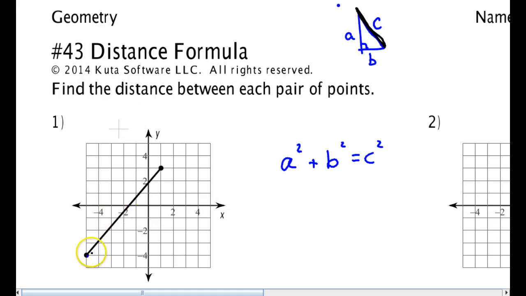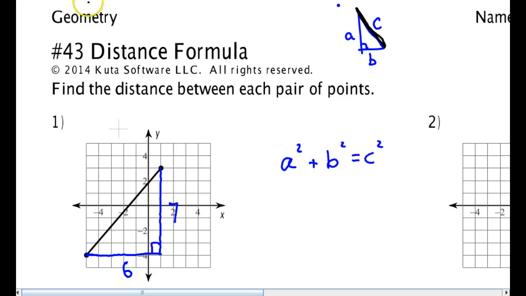We can't count this way, but we can count this way. We can find out how long this is because it's counted by ones. 1, 2, 3, 4, 5, 6. So this side is 6. And this side is what? 7. This is 7. And this is now a right triangle. So we can find the measure of a diagonal the same way we found a hypotenuse.